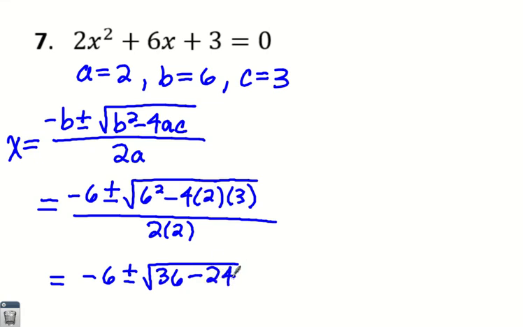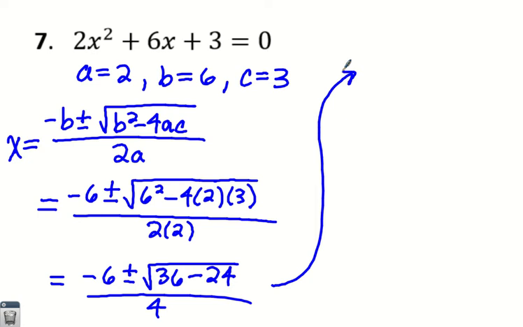-24. Or if you like to save this negative until later, you can bring that negative down, right? And then just do 4 times 2 times 3, which is 24. Whatevs. Okay. And so 36 minus 24 should be 12.